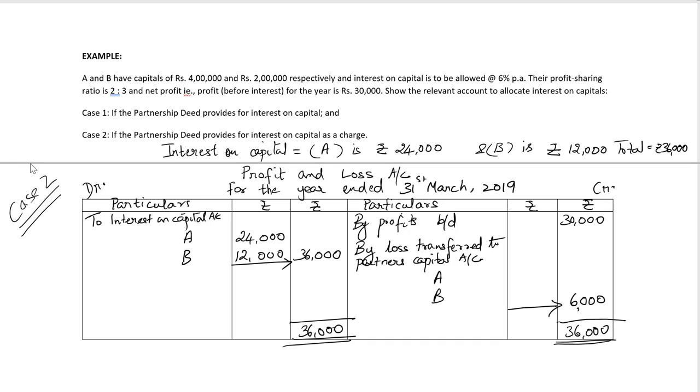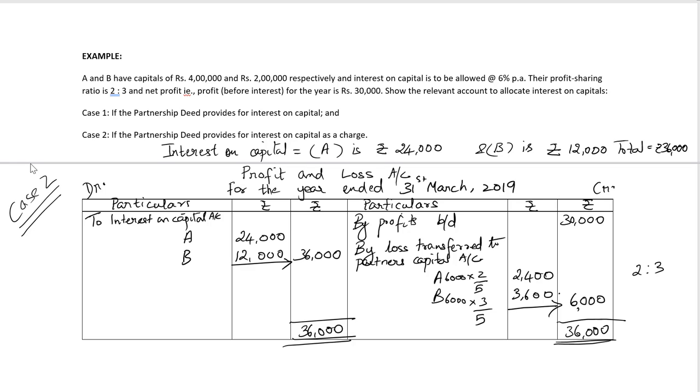The partners' profit sharing ratio is given as 2:3. So A gets 6,000 into 2 by 5, which is 2,400, and B gets 6,000 into 3 divided by 5, which is 3,600.